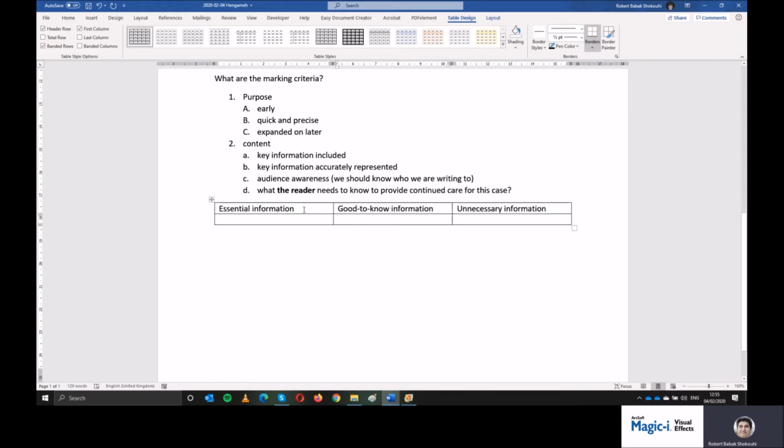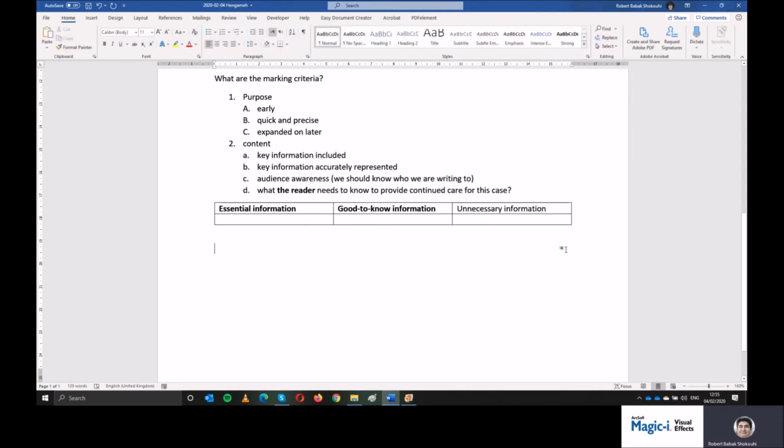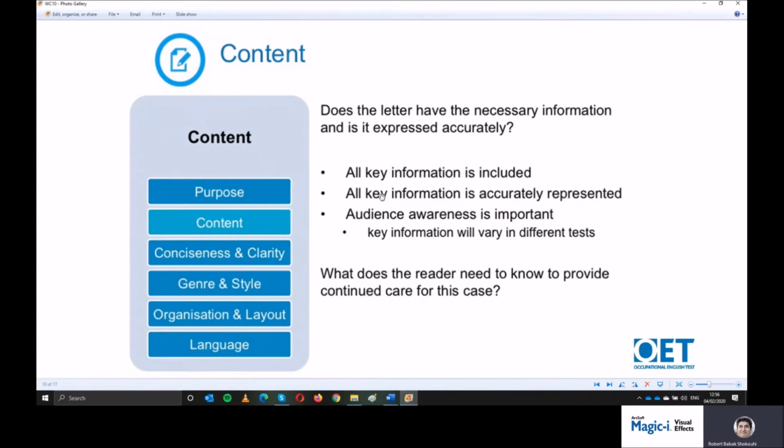Basically, the key information is these two, good to know and essential. These are the key information. The rest is unnecessary. Okay? Good. So do we have any problem with content? No, thank you.